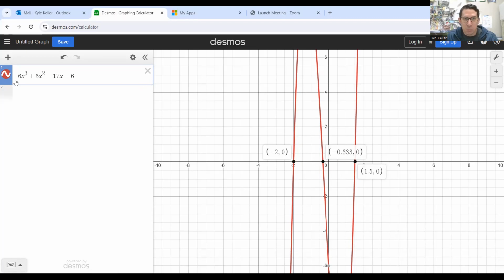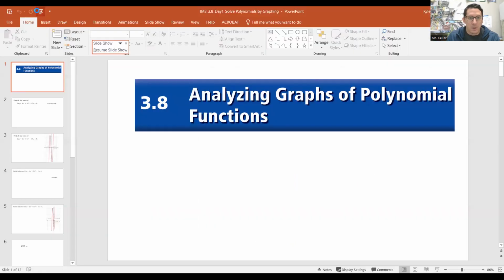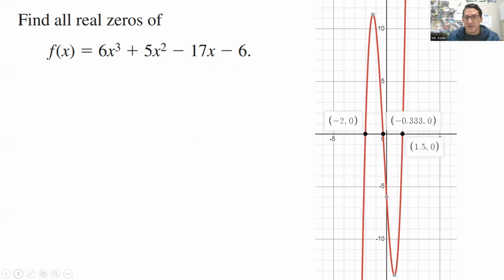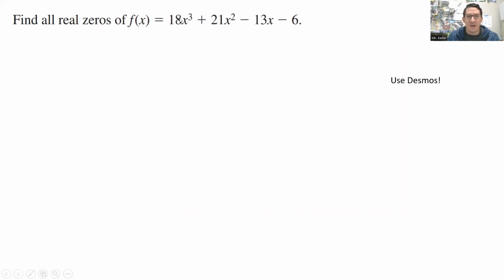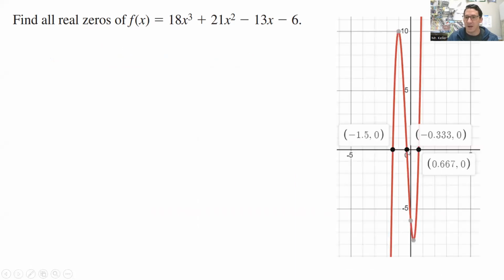So go to Desmos, plug in the function, and then click on the points where it crosses the x-axis. Those are the solutions. Let's go back to our PowerPoint here. So that is the function. I'm not going to go back and put this function in, but if we put that function into Desmos, this is what it looks like. Click on the points to find the zeros. The solutions would be x equals -1.5, -1/3, that's -2/3. You can also just put in the decimals.